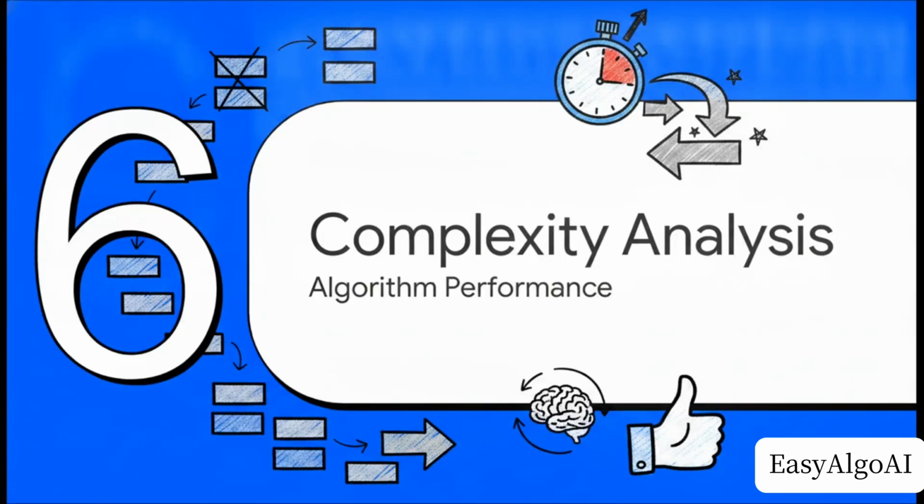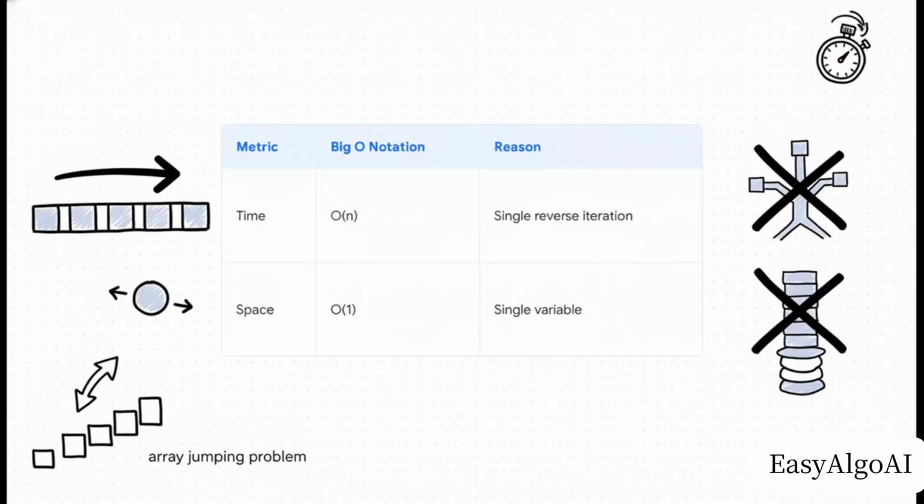Wrapping things up with Section 6, Algorithm Complexity Analysis. Ultimately, this all comes down to absolute efficiency. By ditching forward pathfinding and that memory-heavy recursion, we achieved a time complexity of big O of n. We only iterate through the array exactly one time in reverse, and honestly, it gets better. Our space complexity is a constant big O of 1.